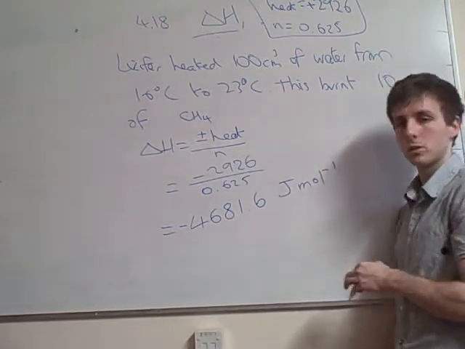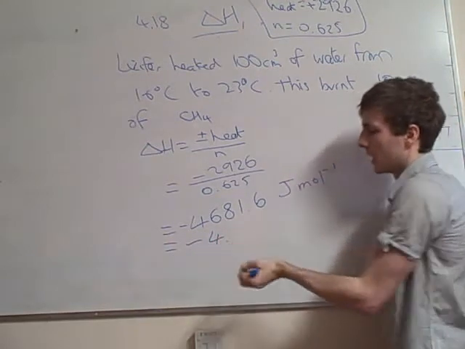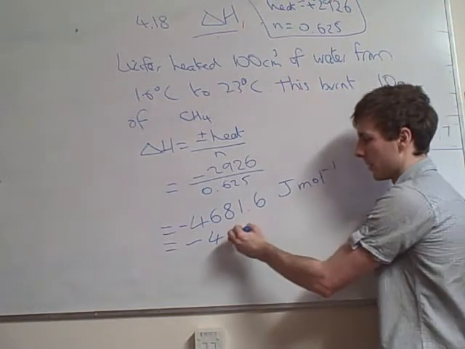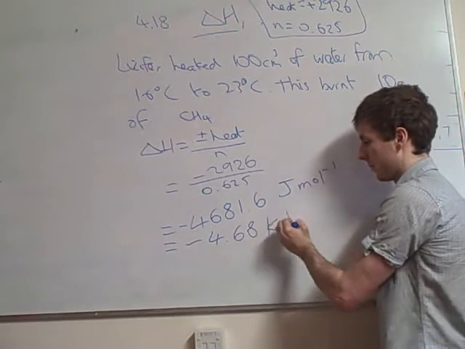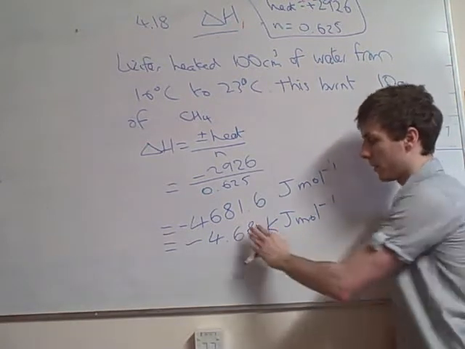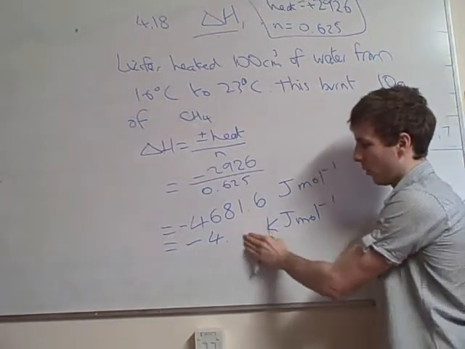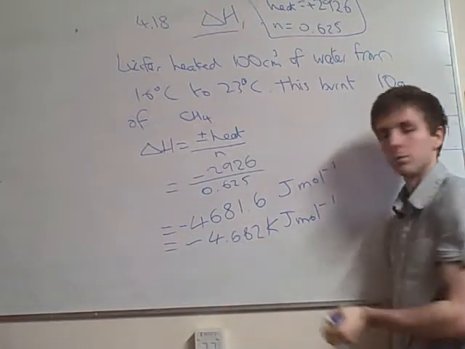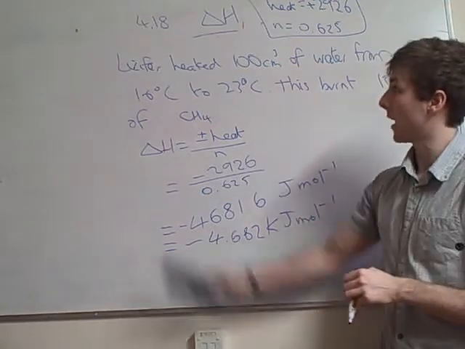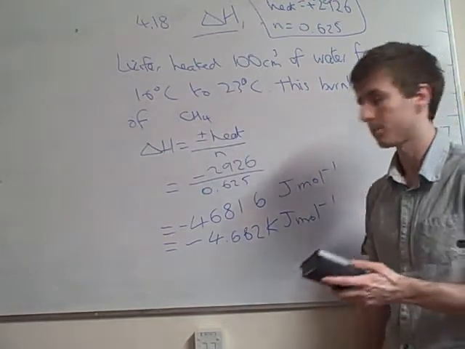So to get from joules to kilojoules, I divide by 1,000, so my final answer will be, I haven't done this, but usually they go to 3 significant figures. So let's say it was 3 significant figures, 4.68 kilojoules per mole. If it had gone to 2 significant figures, it would be 4.7. Yeah? If it had gone to 4, it would be 4.682. Okay, so you just round up or down, just simple maths. And that is how we calculate the delta H for a reaction based on experimental values.